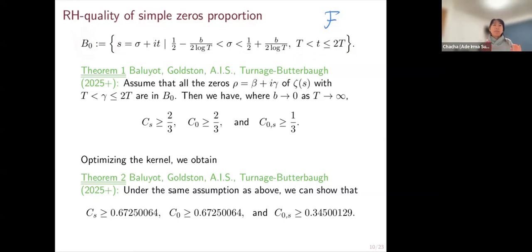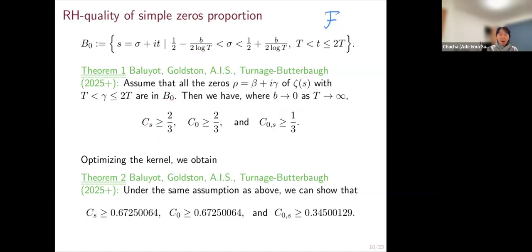Now, if you assume that all zeros between height t and 2t are in this box, this is a little bit sad, because then you have to take the width getting close to 0 as t goes to infinity. But if we do this, then we can get the 2/3 proportion, just like Montgomery had.